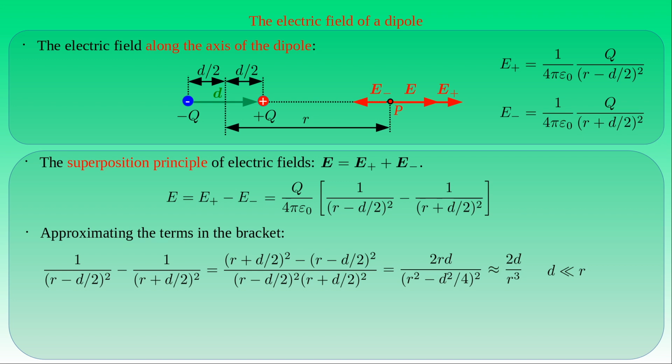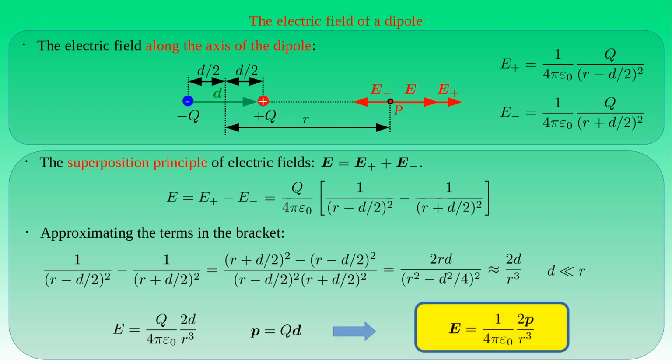Then the magnitude of the electric field of the dipole is equal to Q divided by 4 pi times epsilon naught, times the ratio of 2 times d to r cubed. Since the dipole moment P is defined by the charge Q times the vector d, the electric field E of the dipole in an arbitrary point along the axis is given by 1 over 4 pi times epsilon naught, times 2 times the dipole moment P divided by the cube of the distance r of the point from the center. We see that the electric field points in the direction of the vector d along the axis.